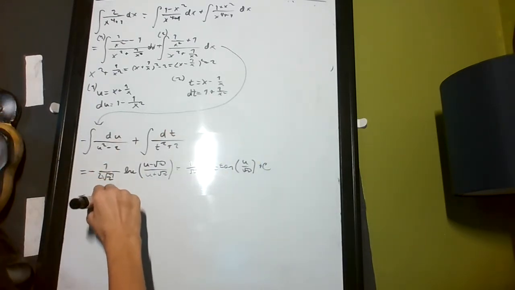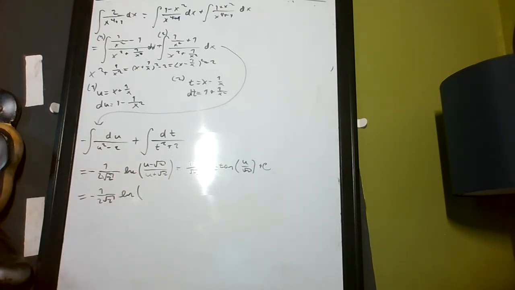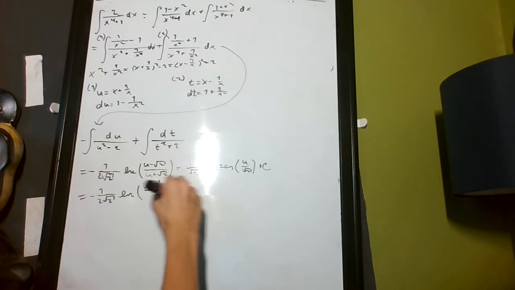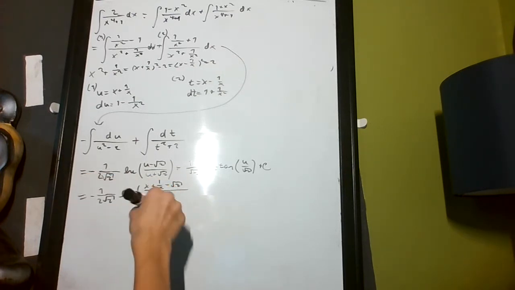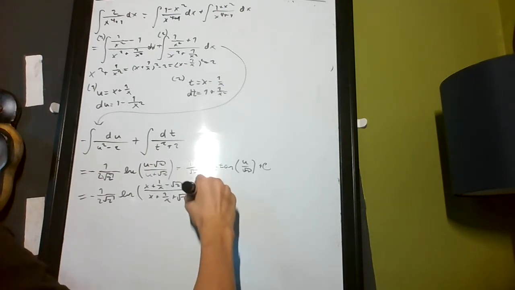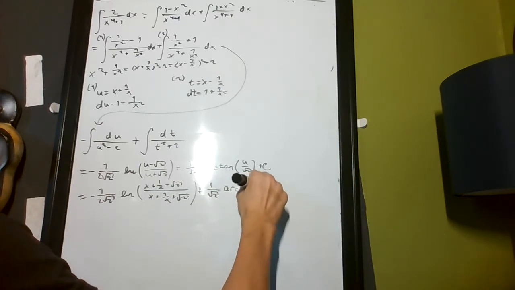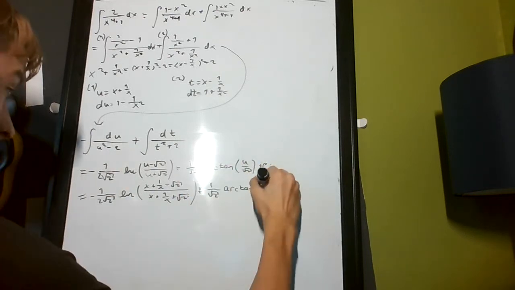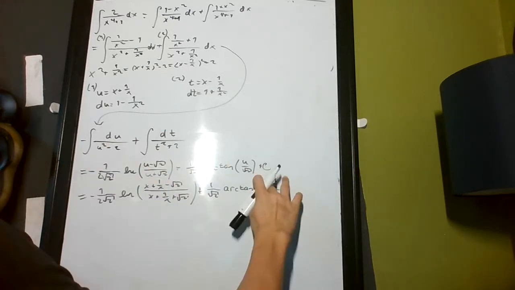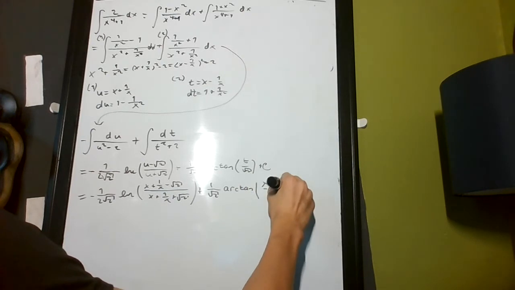Now what are we going to get? We're going to get negative 1 on 2 root 2 natural log of (x plus 1 over x minus square root 2) on (x plus 1 over x plus square root 2), and plus 1 over root 2 times arctangent of, because this should be a t, sorry, (x minus 1 over x) on square root 2, plus c.